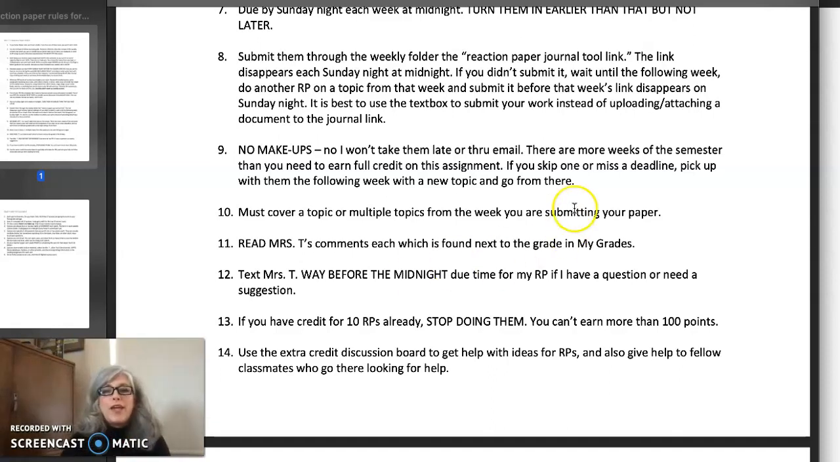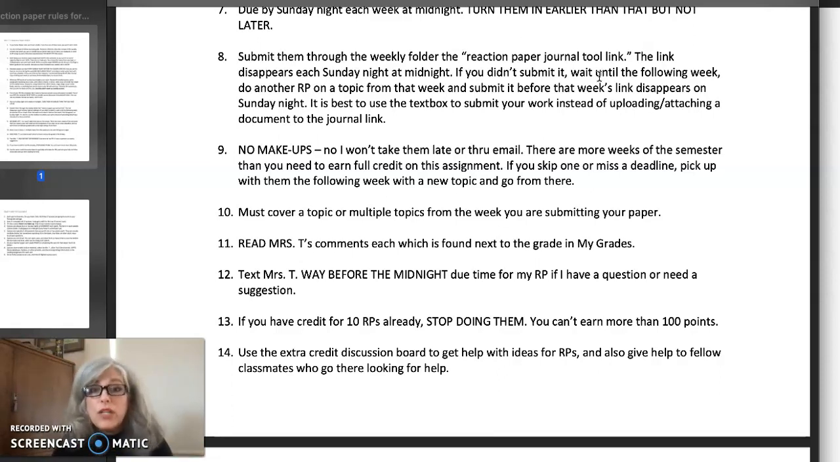And so there will always be a journal tool in every weekly folder. That's where you go and you click on the reaction paper journal tool to submit your work. It's best if you use the text box instead of uploading a file. Uploading files will work, but last semester there were a lot of technical glitches and people thought they submitted a reaction paper, but there was nothing there. And if you think you submitted a reaction paper, like uploading a file, and there's nothing there, I can't give you credit for it. It's just one of those reaction papers that you've skipped.